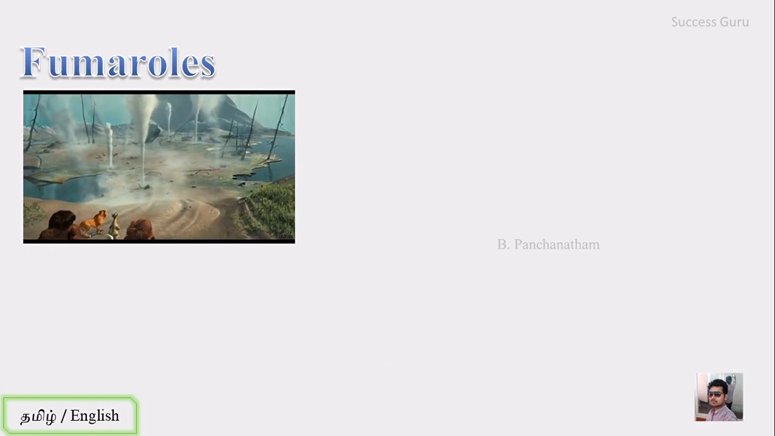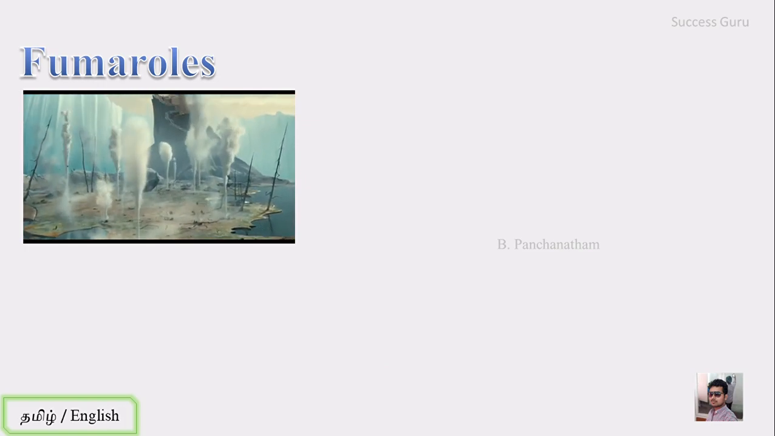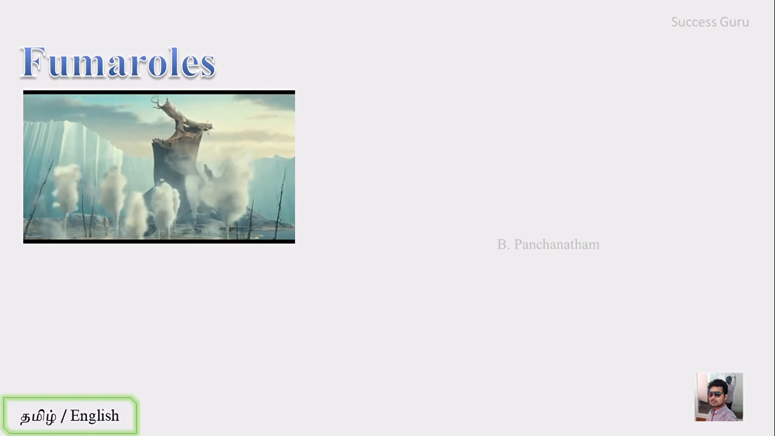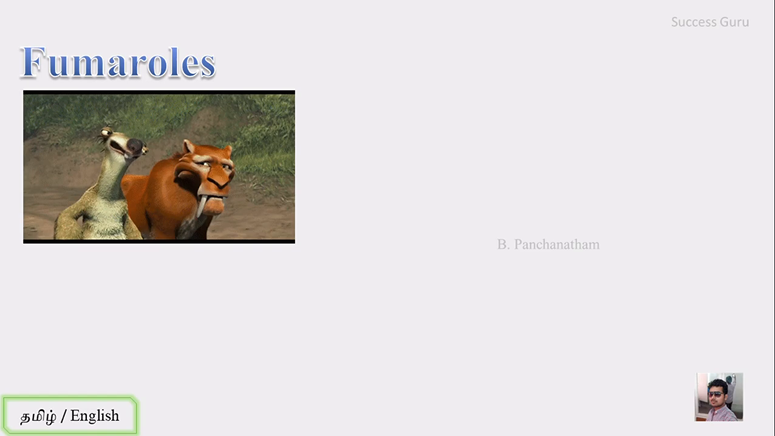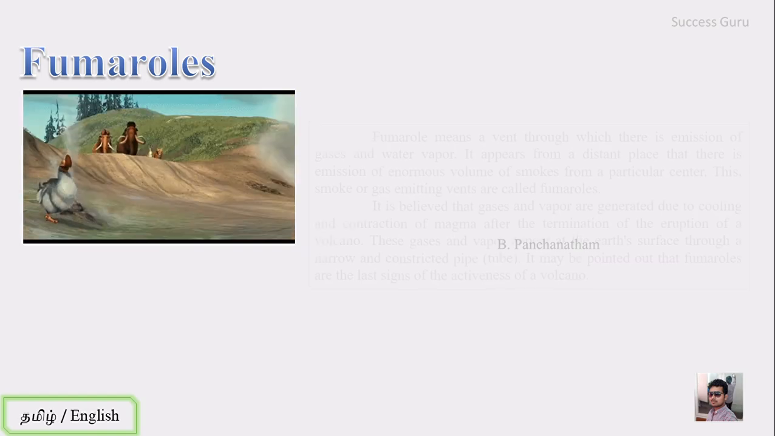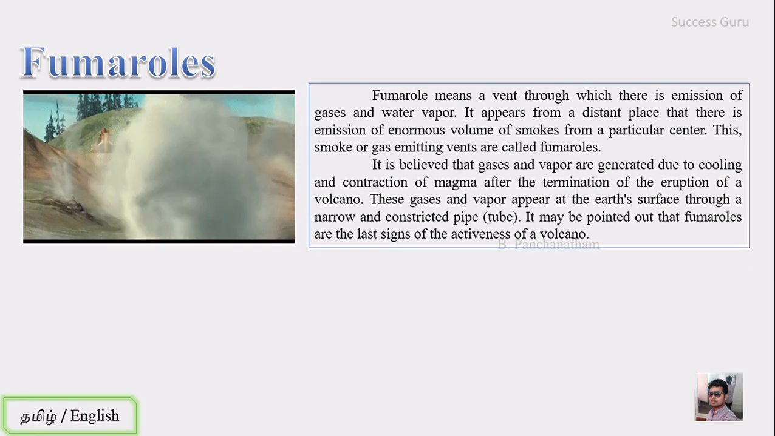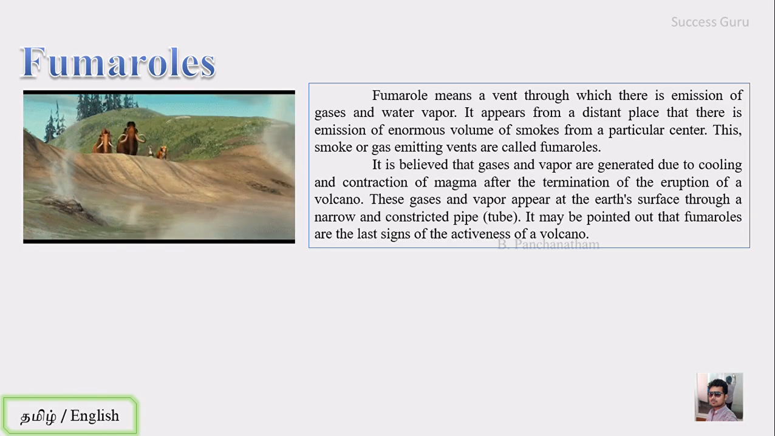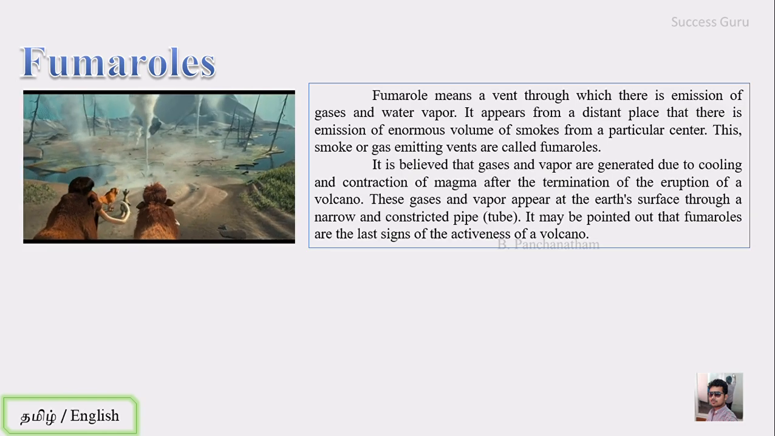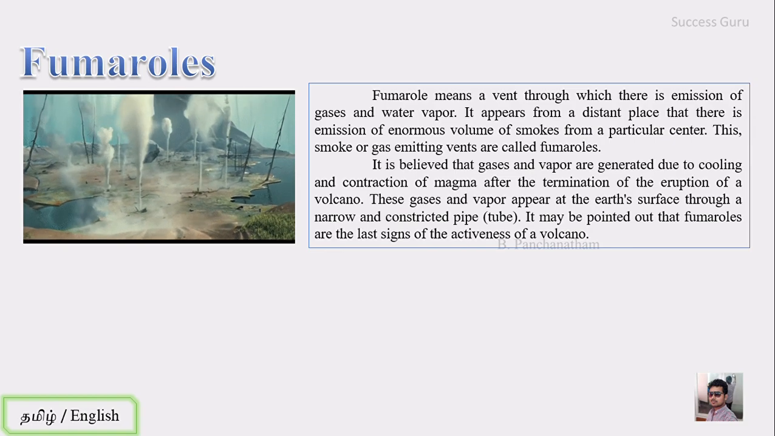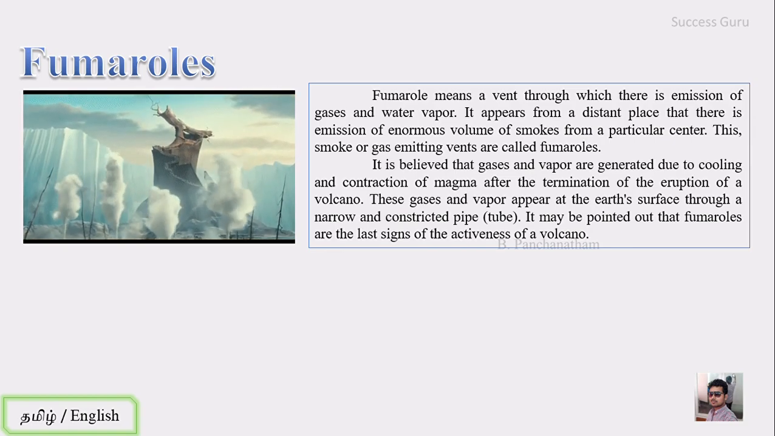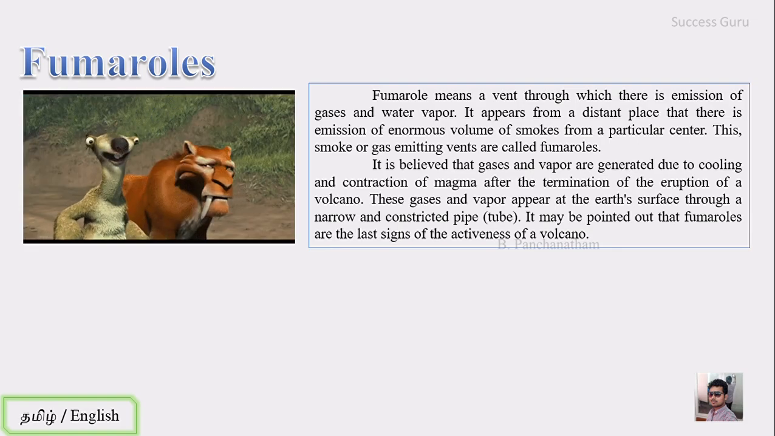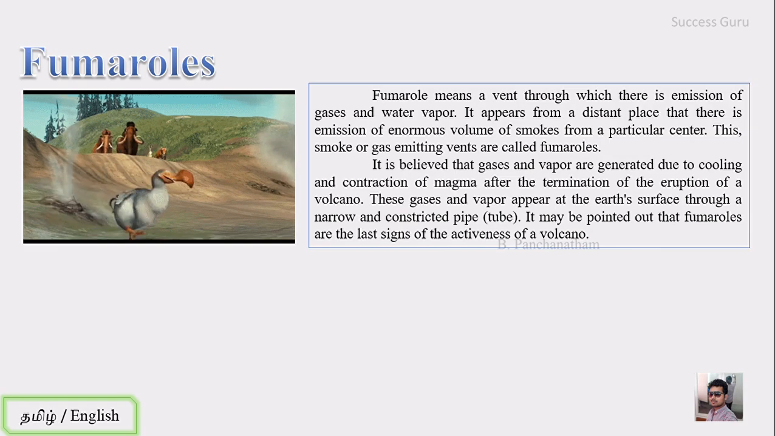And the image you can see is a movie clip from Ice Age: Dawn of the Dinosaurs, I think, right, in 2006. You can see there are so many fumaroles that appear in this region. So let us see what a fumarole is. A fumarole means a vent through which there is an emission of gas and water vapor. So you can see in this vent there will be emission of gas and water vapor, and there will be no liquid form of water, and it appears from a distance that there is emission of an enormous volume of smoke from a particular center, and this smoke or gas emitting vent is called a fumarole.